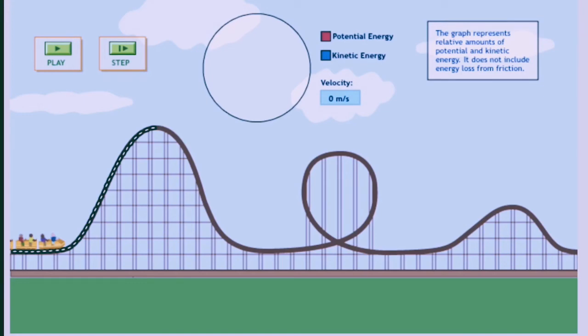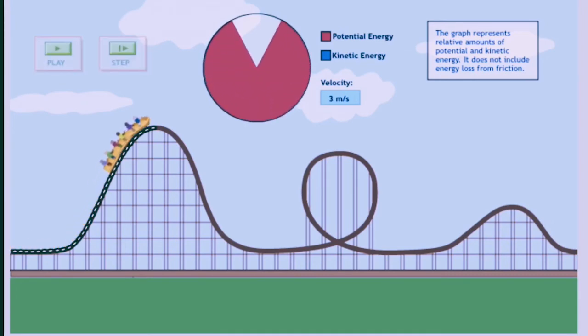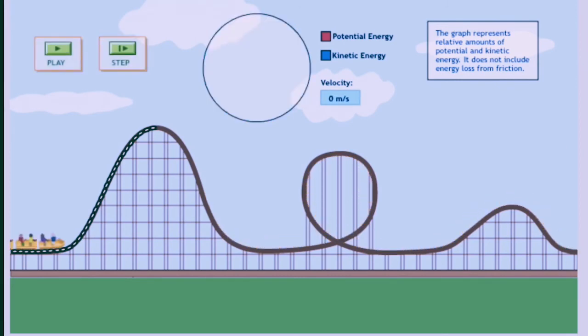As you can see, as it moves up the hill, it gains more and more potential energy that it has stored up. And then as it moves down the hill, as it's in motion, it then has kinetic energy.